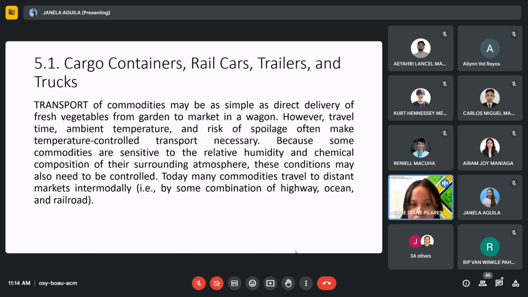So nasabi rin sa slide dito na there are too many commodities na nag-travel in distance market intermodally, meaning long-distance transportation, so they may came across different climates. So maintaining yung controlled atmosphere natin becomes vital to prevent product degradation and to ensure the goods reach their destination in their intended condition. Next po.